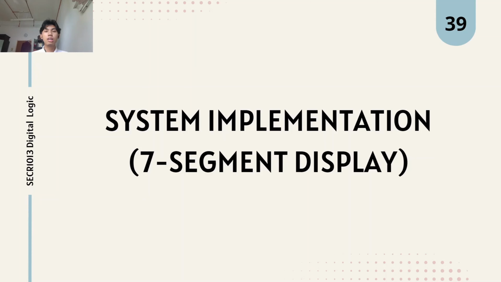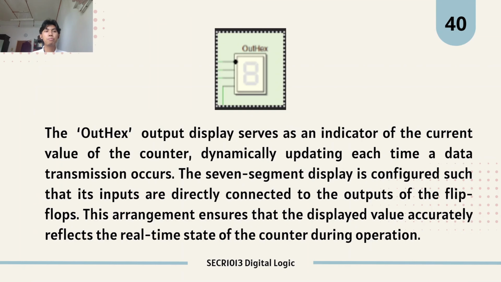For the 7-segment display, the hex output displays serve as an indicator of the current value of the counter, dynamically updating each time a data transmission occurs. The 7-segment display is configured such that its inputs are directly connected to the outputs of the flip-flops. This arrangement ensures that the displayed value accurately reflects the real-time state of the counter during operation.